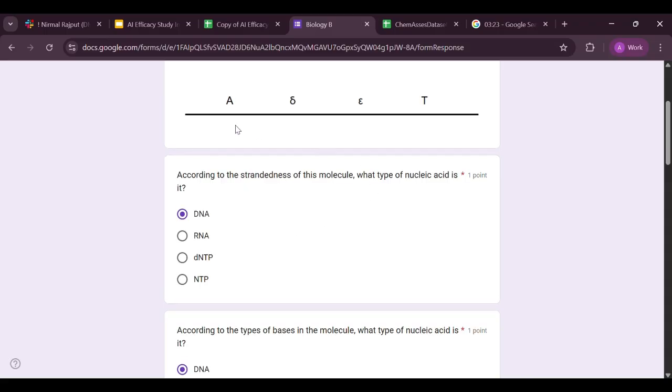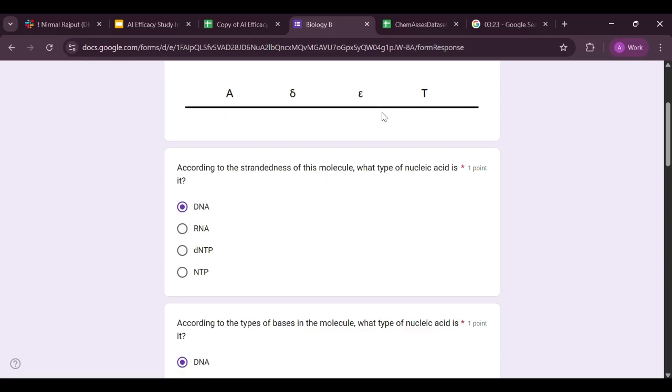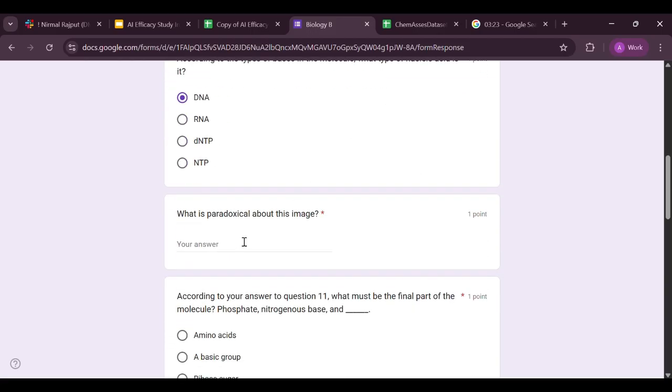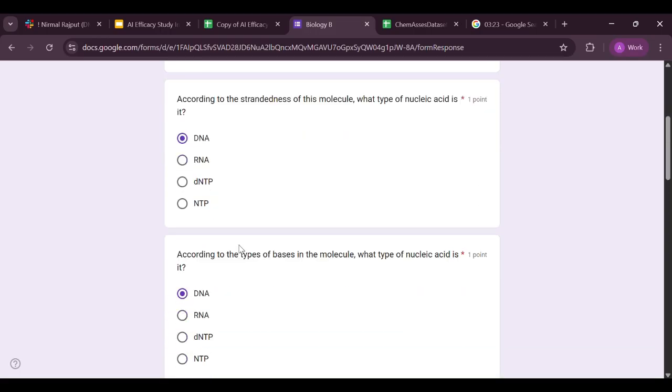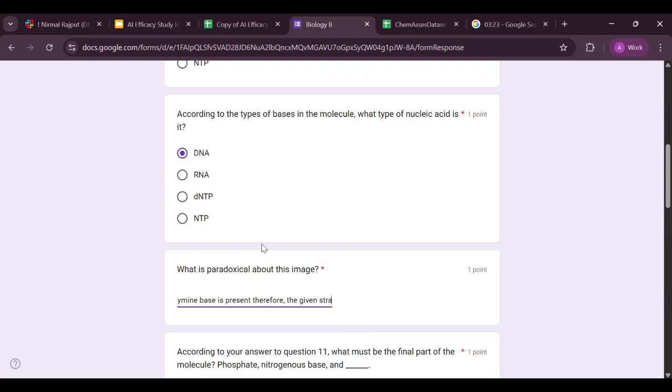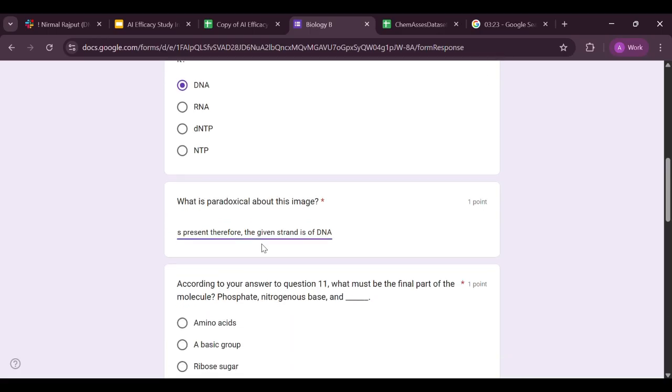So what is paradoxical about this image? This image contains bases like A and T, not U. So this is a DNA molecule. So I will give the answer as: in the image, the thymine base is present. Therefore, the given strand is of DNA. I will check whether it's correct or not.